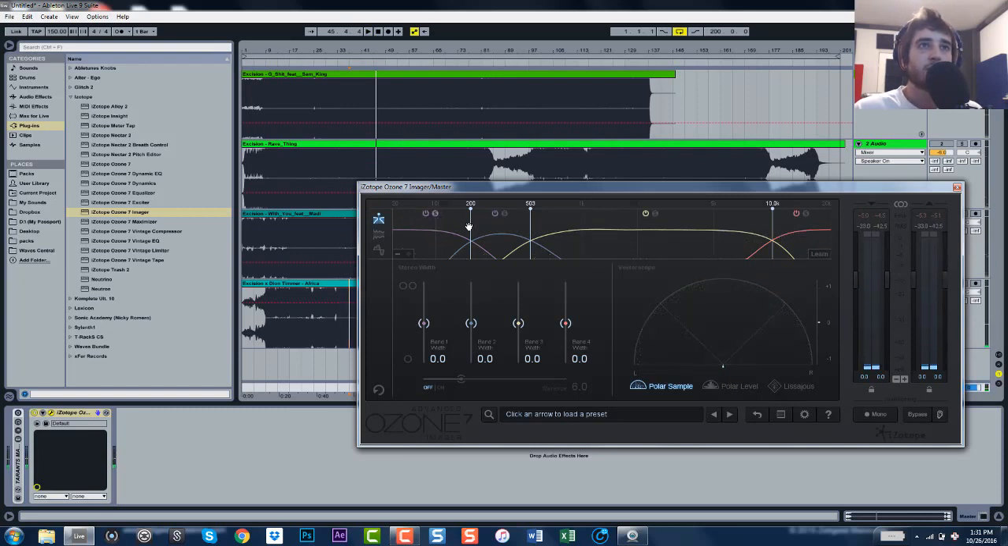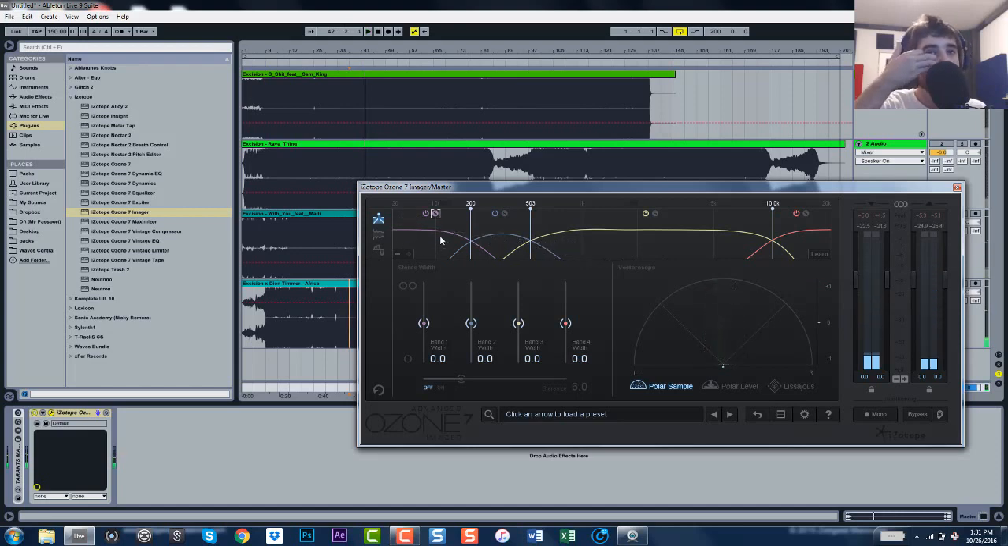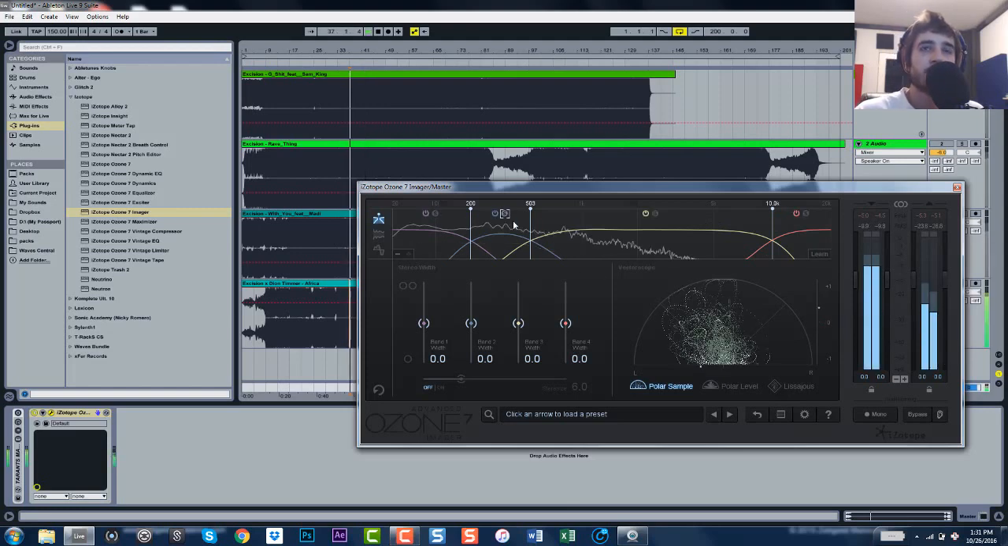Cool. So low ends. For the most part, it's pretty tight. That really wide stuff, you could kind of start hearing the animal noises coming in. So I'm assuming that super wide stuff was that.